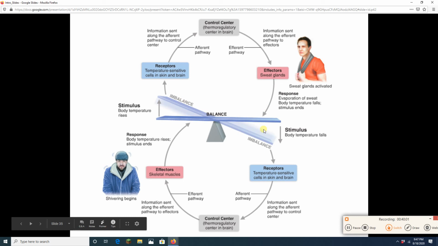All right, a similar situation happens with temperature going up. Receptors measure it, thermoregulatory center, but this time the effectors are sweat glands, and sweating will help us reduce our body temperature. Same idea. Both are negative feedback, because in both cases the response was opposite the initial change.